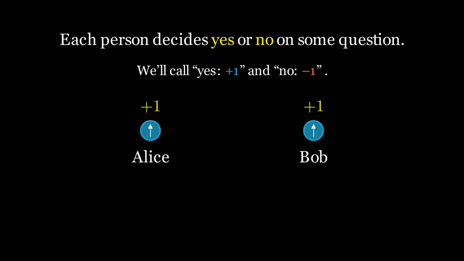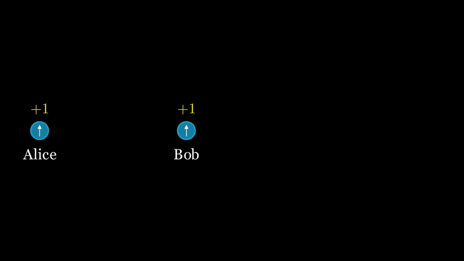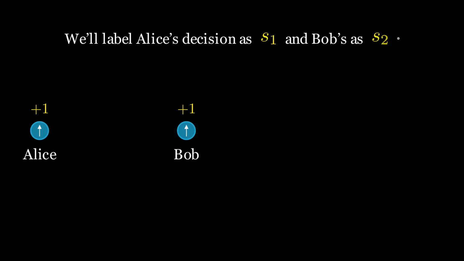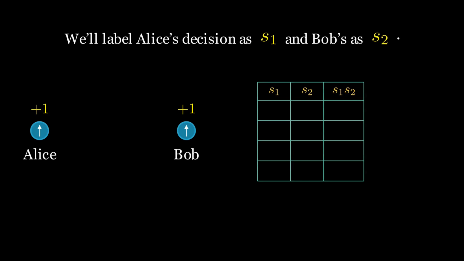Suppose they both vote yes, which will represent their state as +1. To keep things simple, we'll label Alice's decision as S1 and Bob's as S2. What happens if we multiply their choices together? If Alice and Bob both choose +1, their product is +1, and we can think of this as a state of agreement. If Alice chooses +1 and Bob chooses -1, their product is -1. This is a state of disagreement.